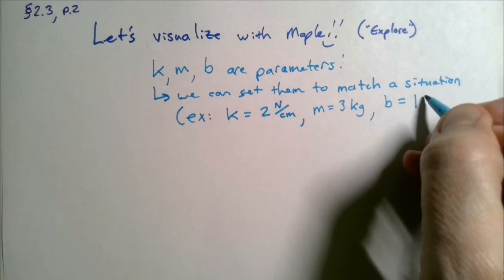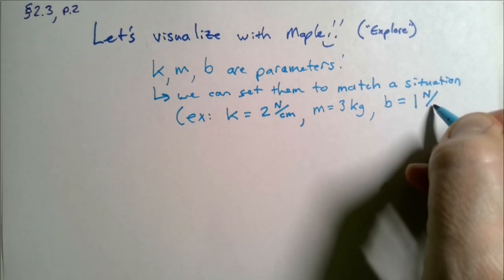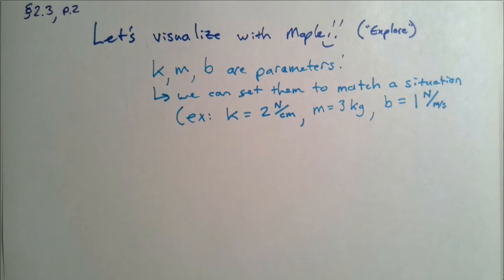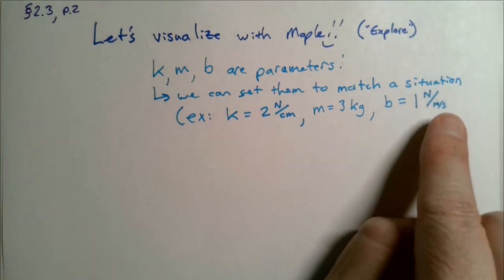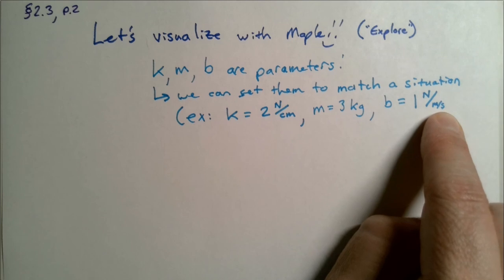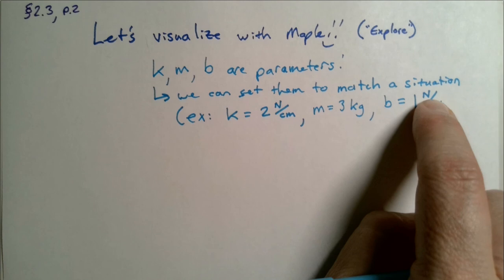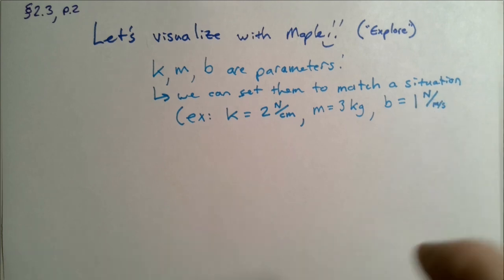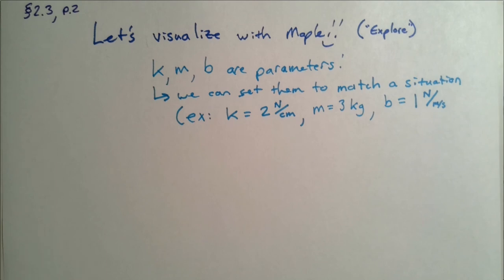And so this might be newtons per meter per second. It's a little weird to say it like that, but this is basically saying for every meter per second of velocity that your mass is undergoing, it's met with a fighting force of 1 newton, right? It's fighting that motion, right?